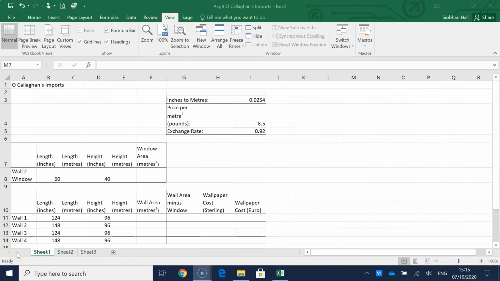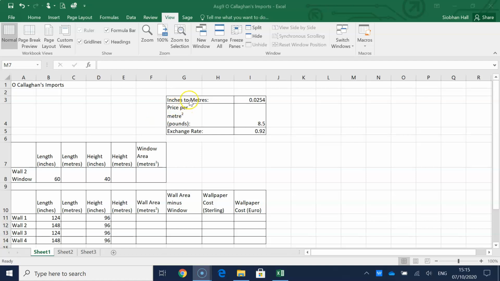This is assignment 9, O'Callaghan's imports. And it's on page 26 of the textbook. The first part, which refers to creating the new workbook and entering the data, has already been done for you.